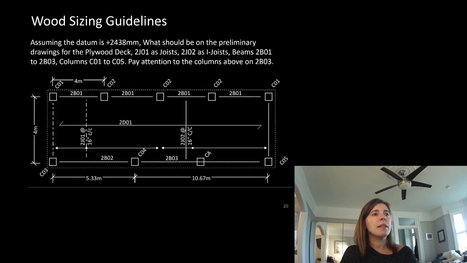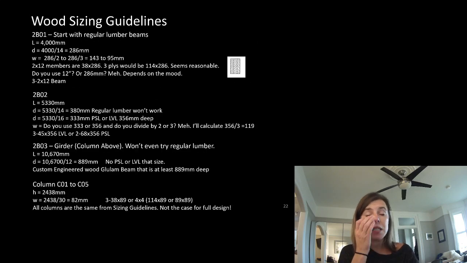2B02, it spanned a little bit further. 2B02 spanned from column 3 to column 4, so it was 5.33 meters versus our 4 meters. Otherwise, it was the exact same. We want to start with regular lumber, because that's the cheapest. So our sizing guideline for a normal beam is our length divided by 14. We get 380. Our deepest conventional lumber depth is our 2x12, or 286 millimeters deep. So it looks like conventional lumber won't work here. But we don't want to switch to steel or really big expensive glulam members.